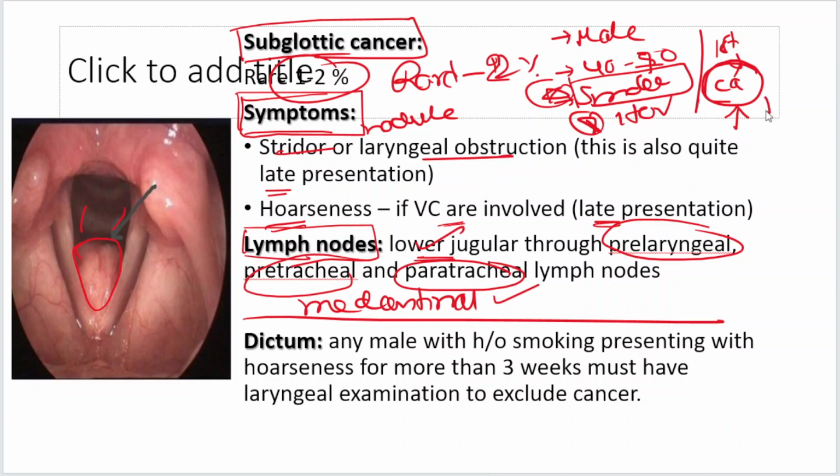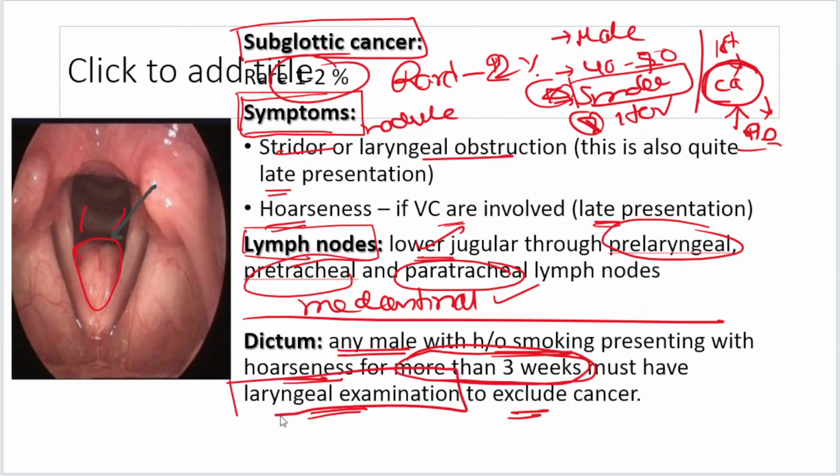Smoker presenting with hoarseness of voice, think of carcinoma. First, you rule out carcinoma by doing indirect laryngoscopy, video laryngoscopy, or direct laryngoscopy. Only when you have confirmed that it is not carcinoma, you think about the other diagnosis. The first diagnosis is always carcinoma. So that is what the dictum says. Any male with a history of smoking, presenting with hoarseness for more than 3 weeks duration, that is a chronic hoarseness, must have laryngeal examination to exclude cancer.